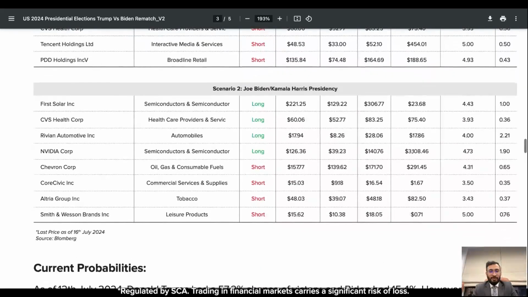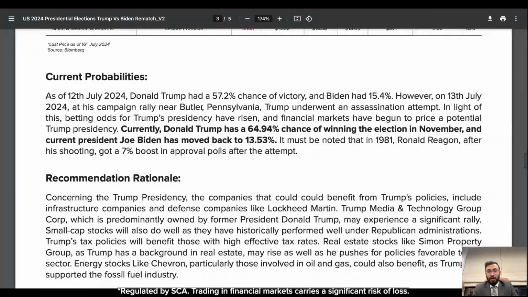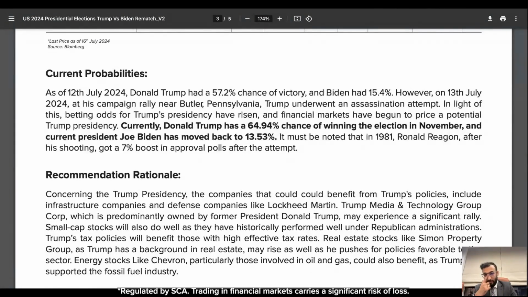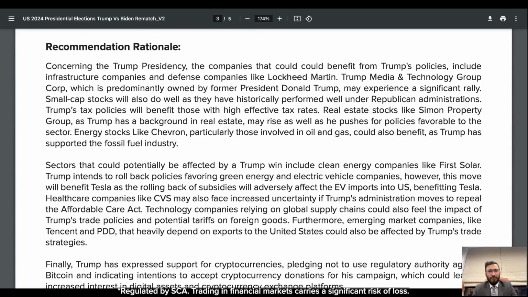In case of Kamala Harris, again, semiconductors, healthcare, automobiles, these are the areas which we are expecting will perform well. Oil and gas, tobacco, leisure products, these kind of companies or sectors might go down. As of 12th July, Trump had a 57% chance of victory. Biden had 15, but obviously we are moving much forward now. So I showed you the current polls where Kamala Harris has replaced him, and she's inching towards a very close lead. I mean, I would say it does not count as a lead, but still very close.